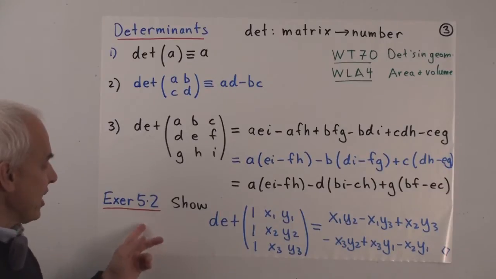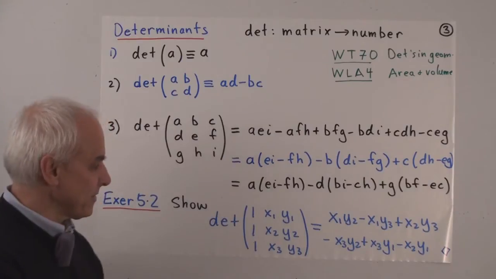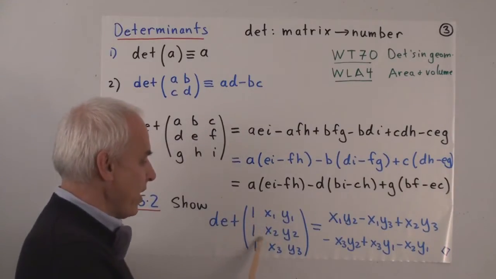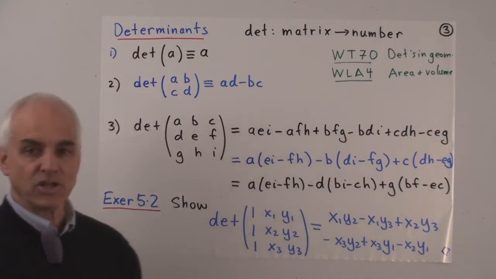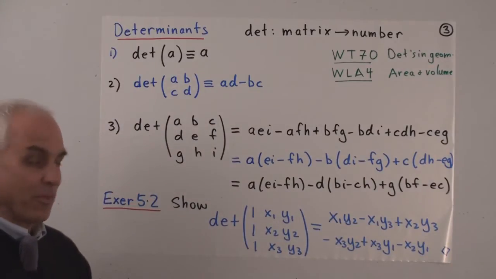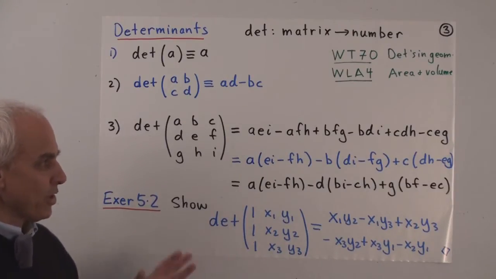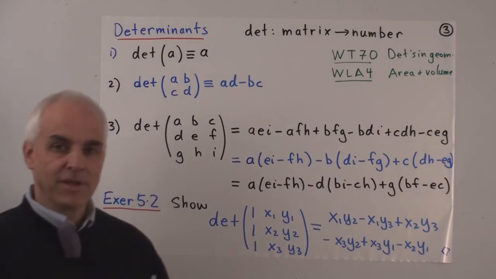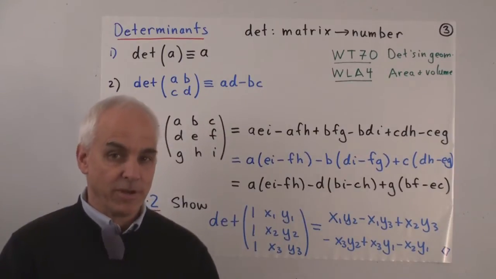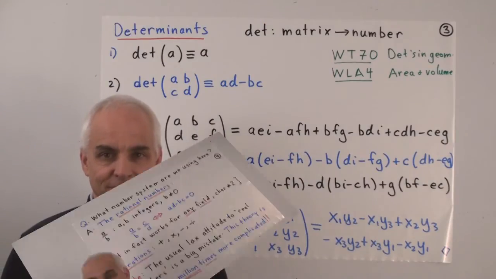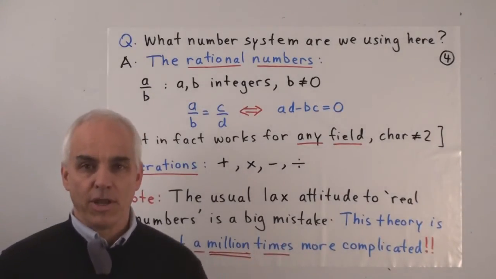And here's a little exercise. Show that the determinant of this particular 3 by 3 matrix, 1 x1 y1, 1 x2 y2, 1 x3 y3, is exactly that little combination that appeared in the collinear points theorem on the previous page. So we're going to learn a little bit more about determinants as we go along, but please become familiar with some basic things about determinants, if they're new to you. A natural question that many of you might be asking is, what number system are we working with here?